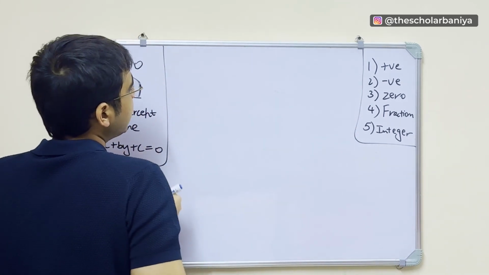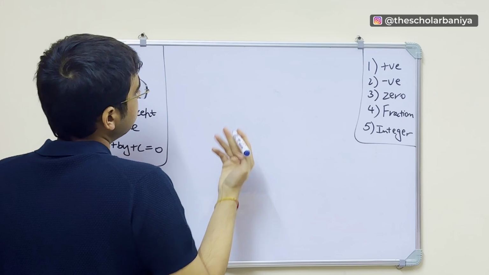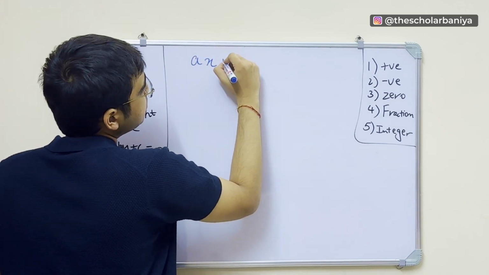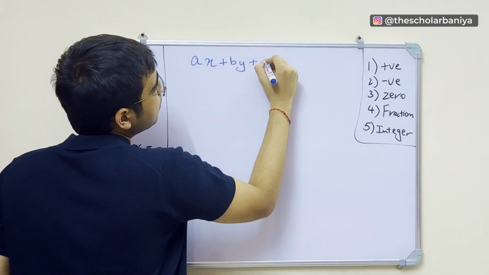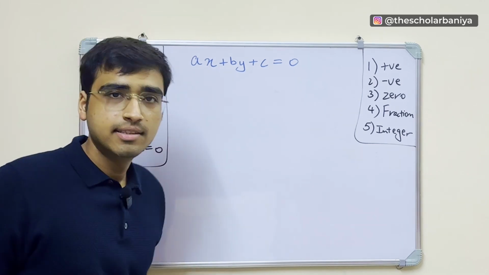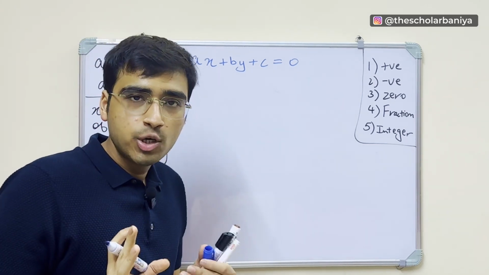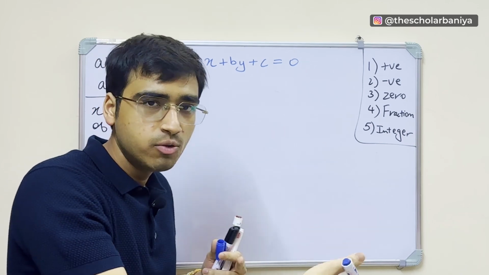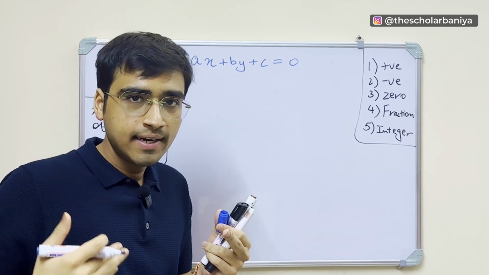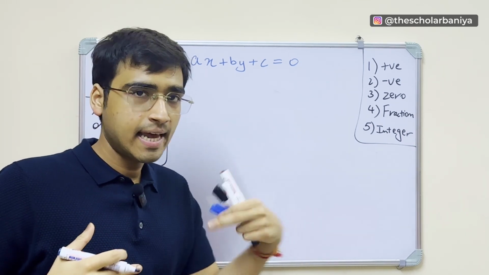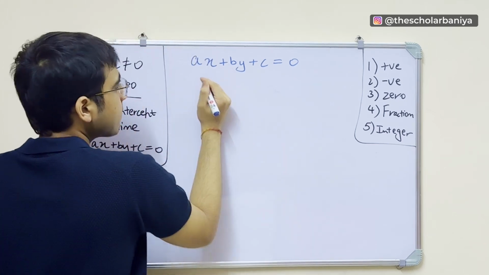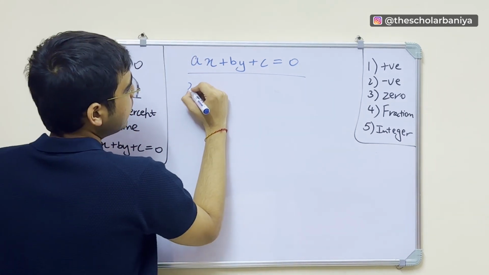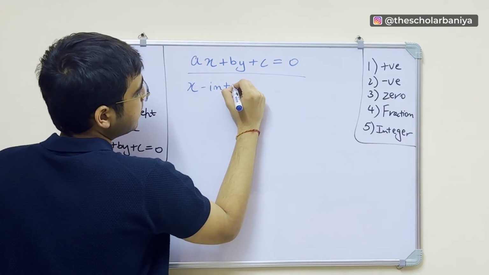So we are given the line ax plus by plus c equals 0, right? This is the line given. So if we want to calculate the x-intercept, then we make y equal to 0. And if we want to calculate the y-intercept, then we make x equal to 0, right? So in this case, we have to calculate the x-intercept, right?